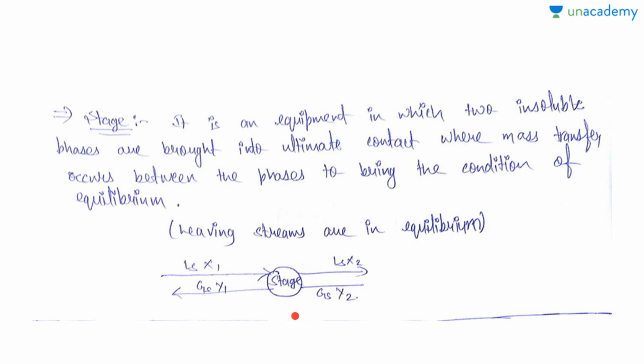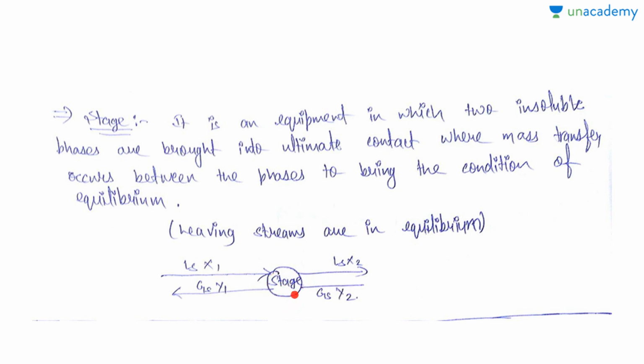So we have a stage here. The liquid enters from here, that is LSX1, and the gas enters from this side, GSY2, and here it is GSY1, here it is LSX2. So a stage is an equipment in which two insoluble phases, that is L and G, are brought into ultimate contact.